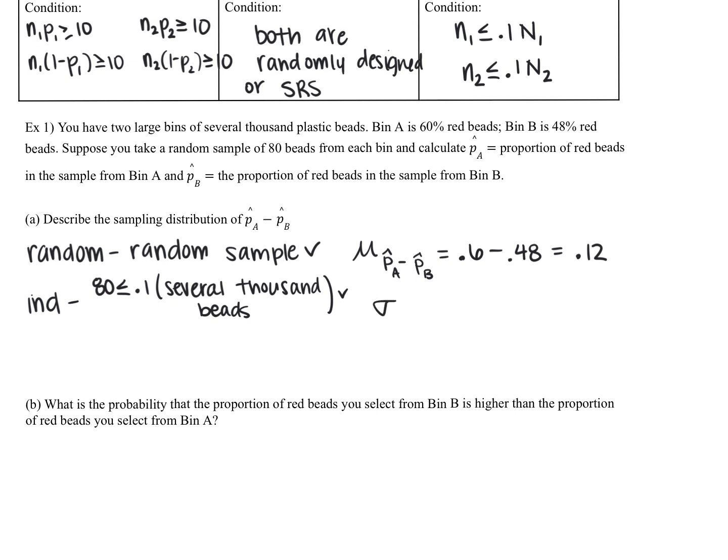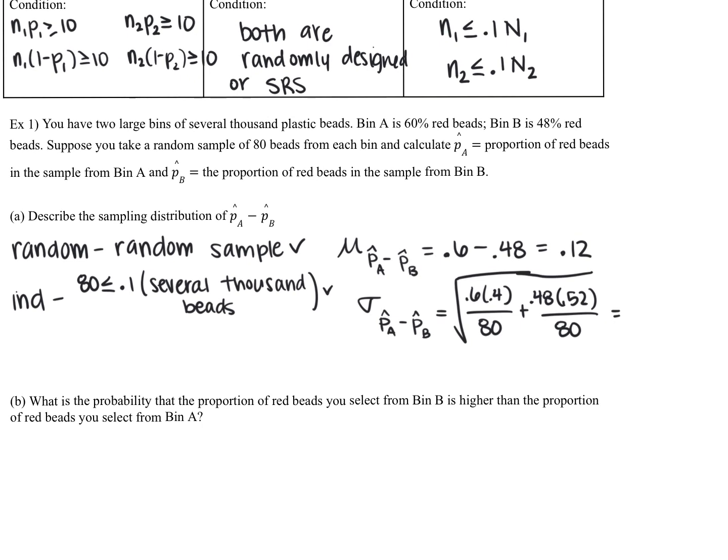So that tells me that the standard deviation for my distribution, I'm going to do the square root of 0.6 times 0.4 over 80 plus 0.48 times 0.52 over 80, which is going to give us a standard deviation of 0.0782.